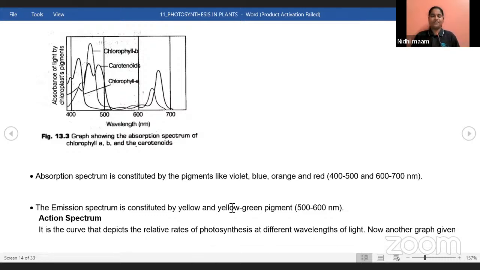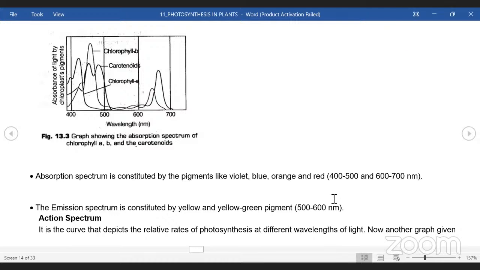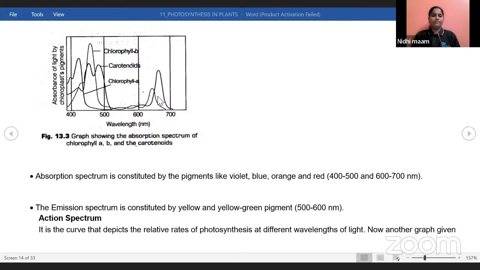Then the action spectrum. It is the curve that depicts the relative rates of photosynthesis at different wavelengths of light. Relative rate means how much photosynthesis happens at which wavelength. More photosynthesis happens at some wavelengths and less photosynthesis at others. So the action spectrum depicts that.